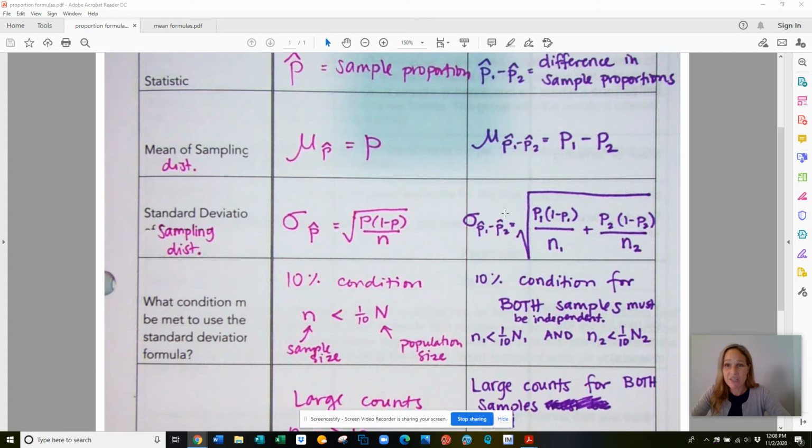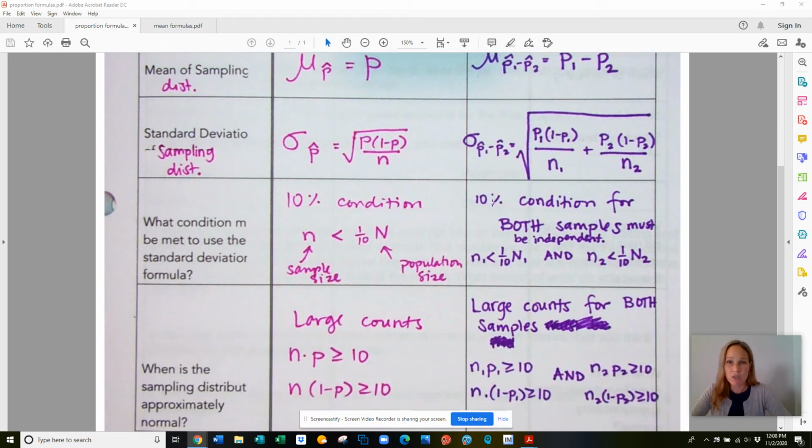And then our standard deviation is plugging into this somewhat ominous looking formula, but not too bad if you just pop it into Desmos there. Remember that we're just using the proportion from our first population times 1 minus that proportion divided by the sample size from that first sample. And then we're doing the same thing for the second one, adding them together and then making sure that that square root goes over that whole thing.